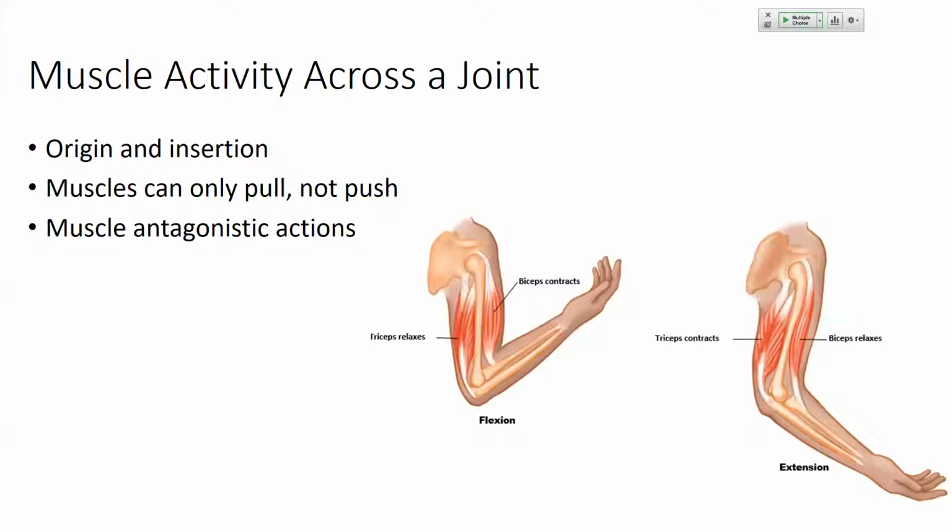A good example which is shown here is the biceps, which are the flexors. They decrease the angle across the joint. Whereas on the posterior side, we have the triceps, which are extensors, and they will increase the angle across that joint. So we said flexion, decrease the angle, extension.